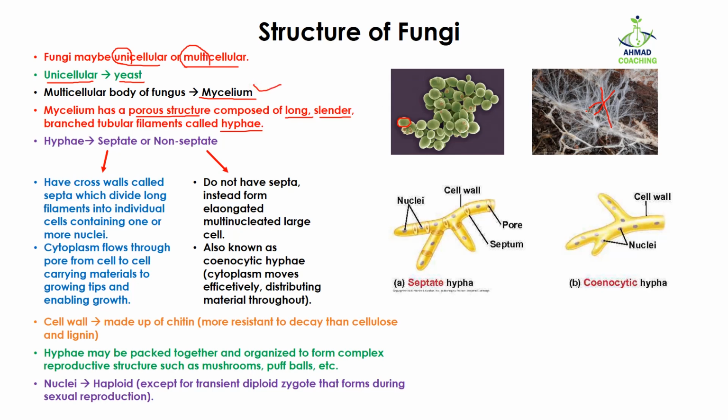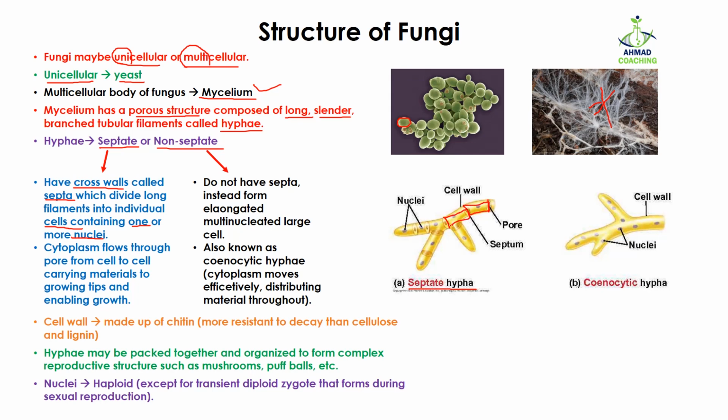These hyphae may be septate or they may be non-septate. So the hyphae which are septate contain a cross wall which is known as septa. The cross-wall septa helps the filament divide into individual cells with one or more nuclei. Here you can see this one is a septate hypha. The whole filament is divided like this with the help of septa, which is a cross wall, and because of this we can have the individual cells like this.